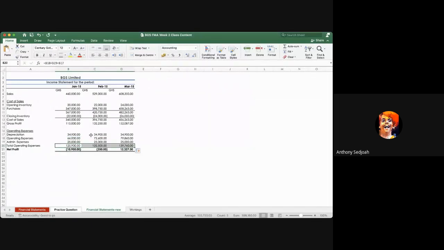Okay. So you can see that with the addition of the depreciation, we are now making a loss. Because the gross profit is 115,000, and then the total operating expenses is 125,900, which is more than our gross profits. Okay, any question? We are done with our income statement. Any question?